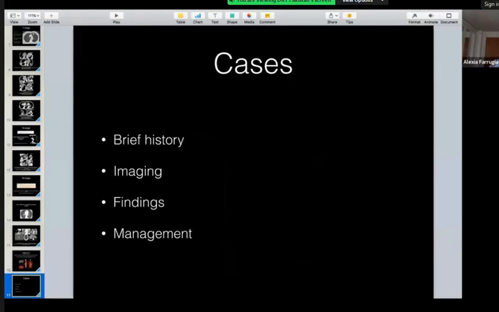So now we're going to move on to some cases. I will give you a brief history, which is the scenario you would have in the 2B Viva examination. Sometimes it is relevant, other times it is not of much help. But then I will show you the imaging and I will scroll for you for each candidate. And then we will go through the findings and discuss the management.